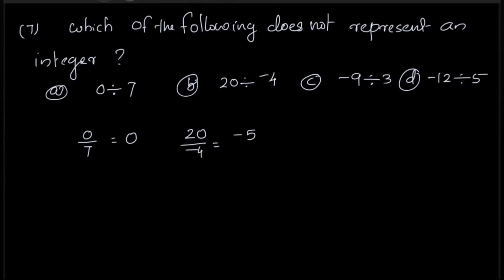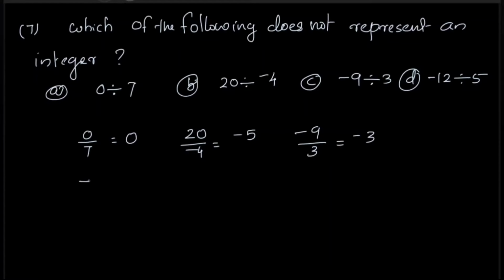That is, positive divided by negative equal to negative. This is the same as multiplication, that is, positive into negative equal to negative. In the same way, division is the reverse of multiplication. So it is equal to this, and negative 9 by 3 equal to negative 3.